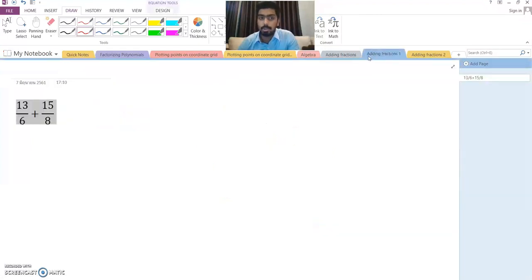Now let us go to question number 2. Again we'll start off by writing down the question. We have 13 over 6 plus 15 over 8. Now if you take a look at these fractions, comparing them to question number 1, both of the denominators are even numbers. Well, again, we can do the same method.